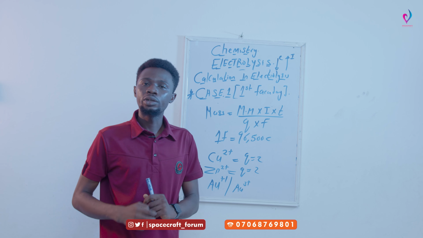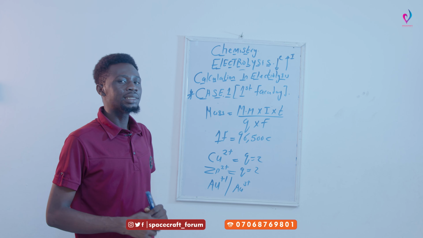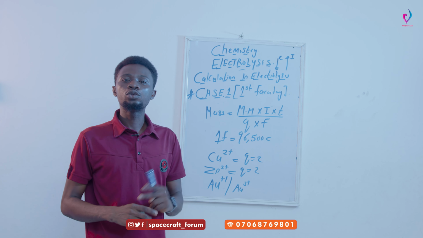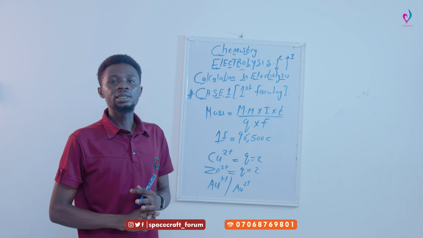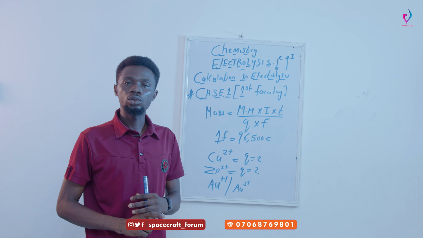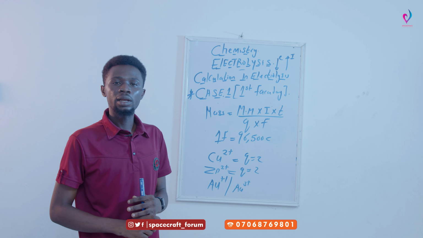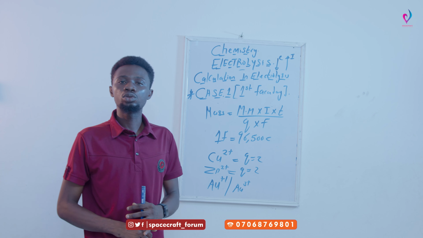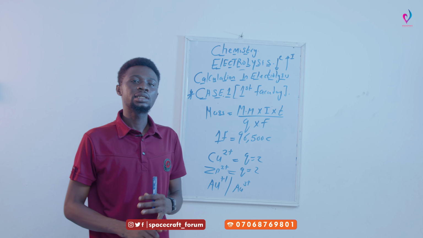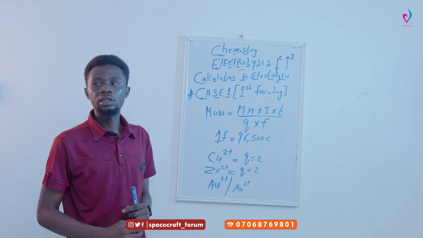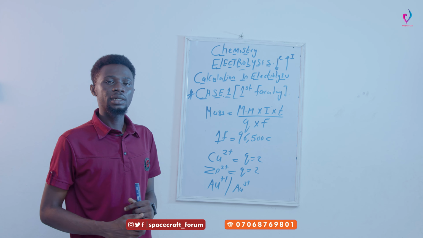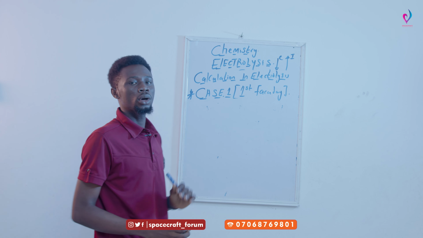So let me do a quick recap. So I said under case 1 we have 2 formulas. The first formula is M is equal to ZIt. Then the second formula is mass is equal to molar mass times current times time all over charge of the element times Faraday. Let's solve a question under case 1.